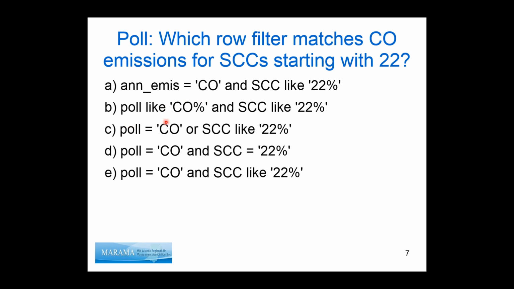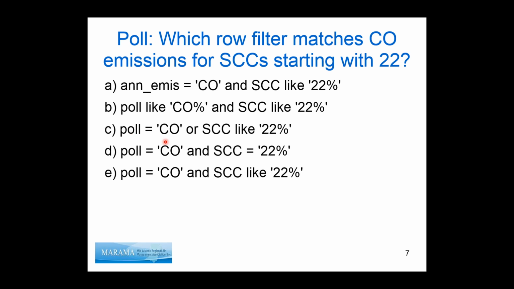B is actually really, really close. The slightly tricky thing here is we're going to match pollutant codes that are like CO, meaning that they start with CO. So that should match our CO emissions. But if our inventory contains CO2, it would also match those. So that's probably not quite what we want.